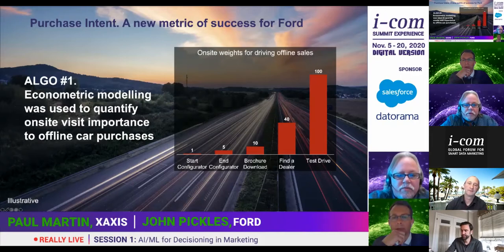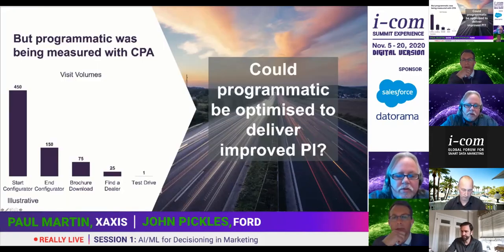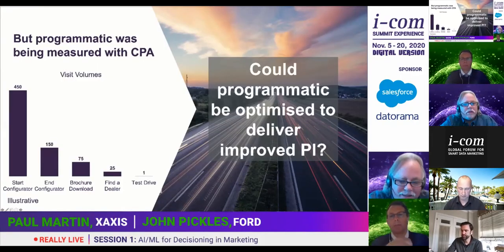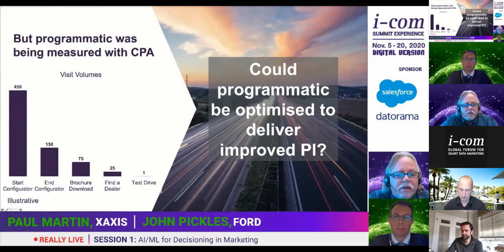So we used our econometric modeling skills and analysts to quantify what those coefficients are in terms of build and price versus a test drive and everything in between. But the next key piece of insight is how could we use that? How could we take that quantification of the value of those interactions and use it in our digital programmatic advertising program? And I'll hand over to Paul at that point.